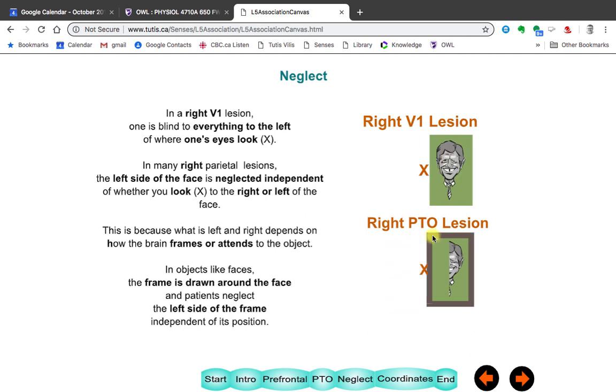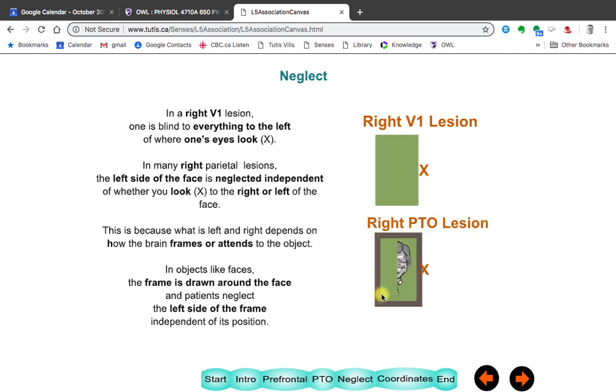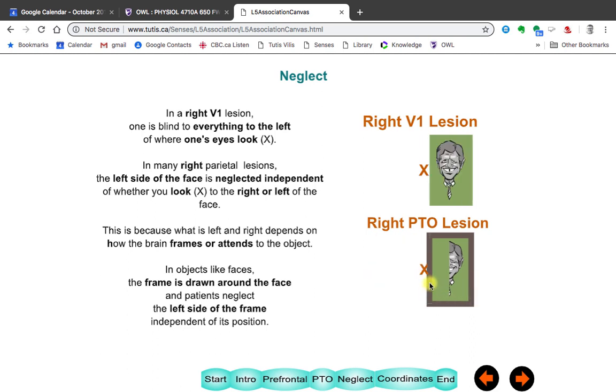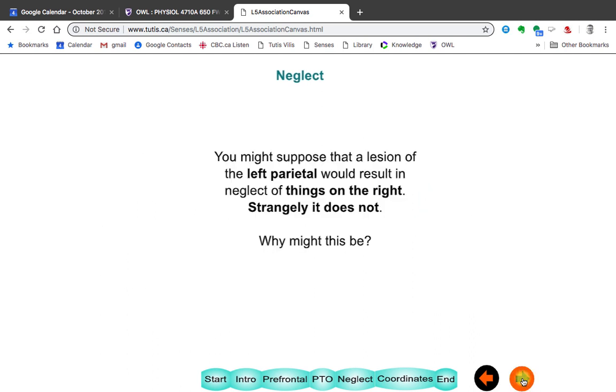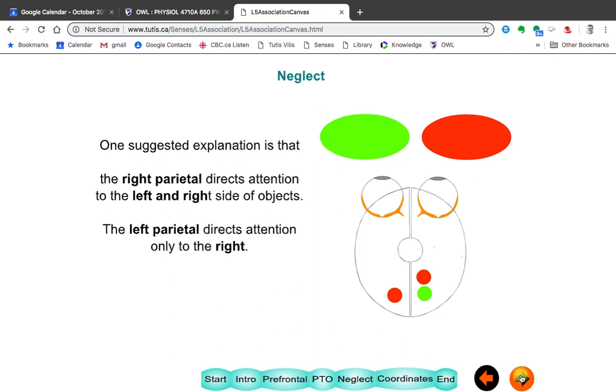It's because attention grabs the object, and it sort of makes, if you imagine a square, a frame around the object, and it's the object itself, and within this frame, that is the left and the right of what you can see and can't see. Now, you might imagine that a lesion of the opposite side would have a comparable effect. But for some reason, that's not the case.